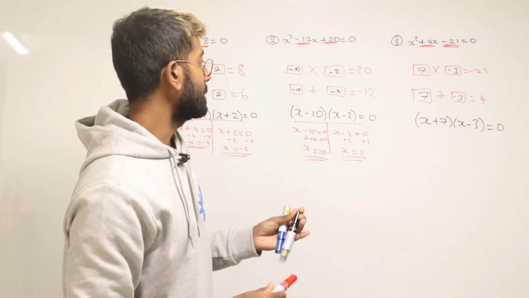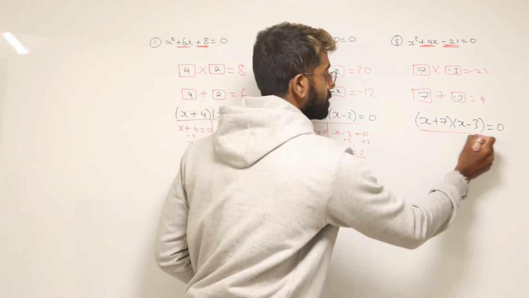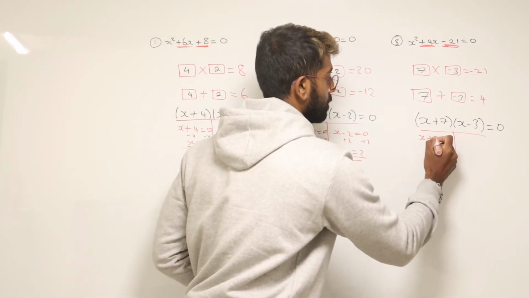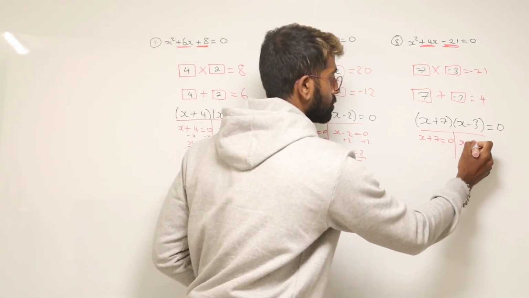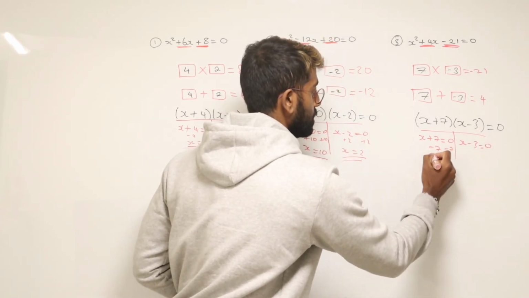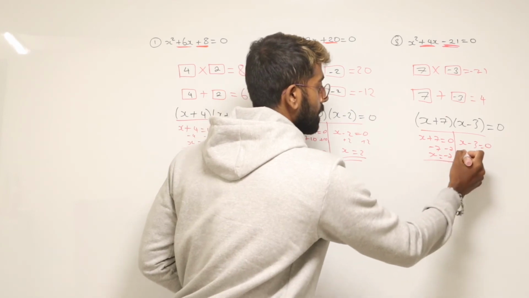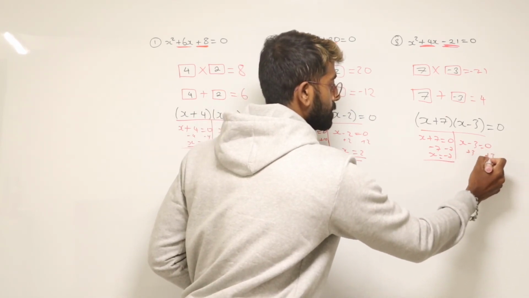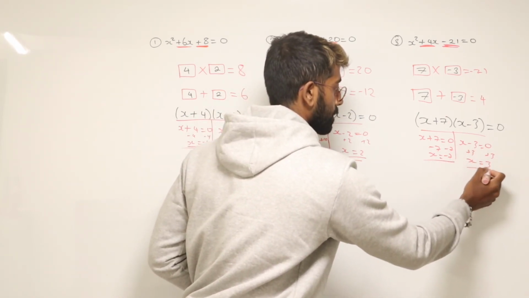And then finally, take each of these brackets and equal it to 0. So like this in here. And then subtract 7 from both sides. You get x is equal to minus 7. And then over here, you add 3 to both sides. So you get x is equal to 3.